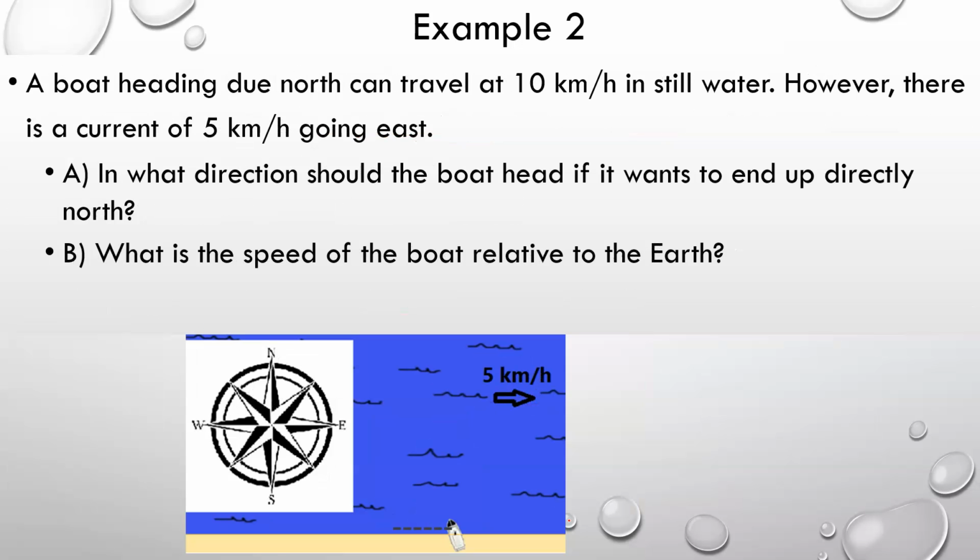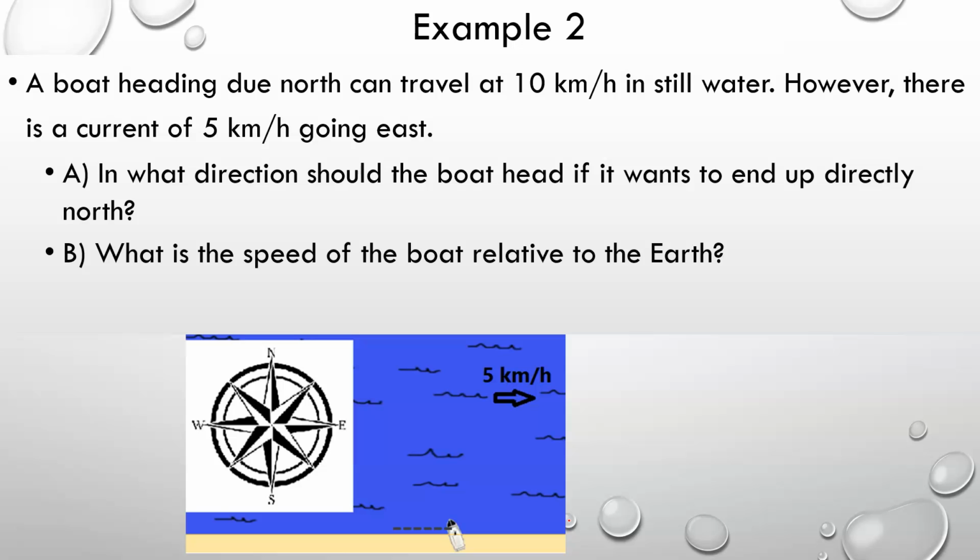Here's example 2, very similar to the one from the previous slide. So we have a boat heading due north, and it can travel at 10 kilometers per hour in still water. However, there is a current of 5 kilometers per hour going east. So in what direction should the boat head if it wants to end up directly north? And what is the speed of the boat relative to the earth? So very similar to the last one.